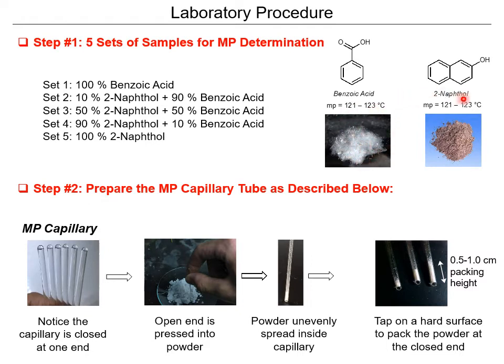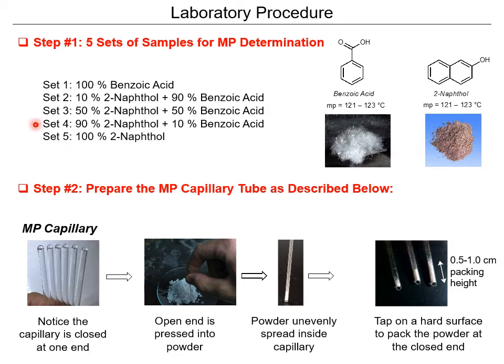Here you see naphthol, which is an aromatic bicyclic ring compound with a hydroxyl group, which makes it an alcohol. You'll see here, this is the range. The temperature is 121 to 123 degrees Celsius, and it's a brown solid.